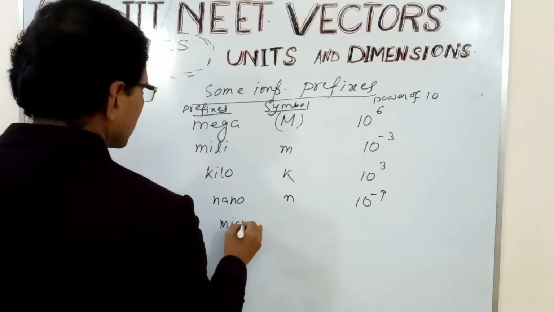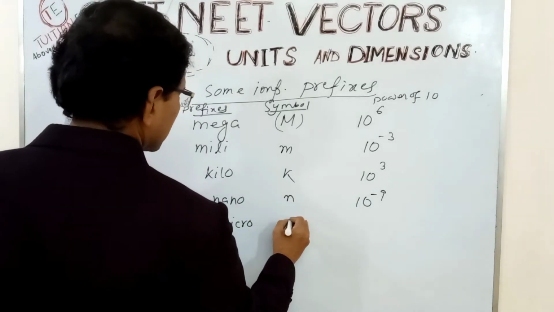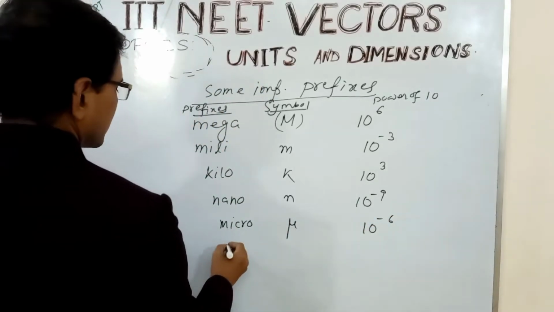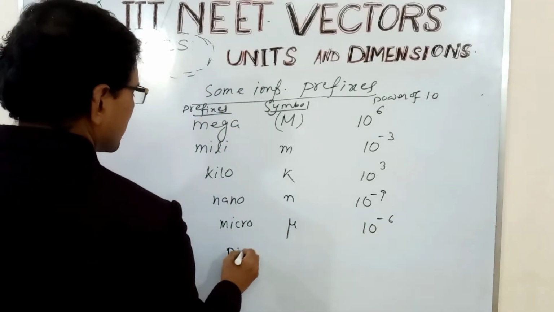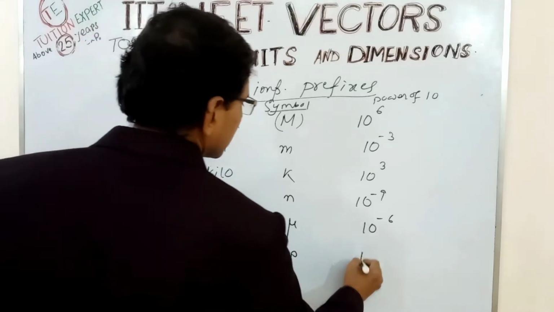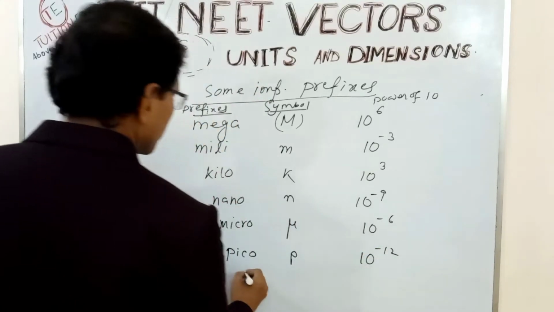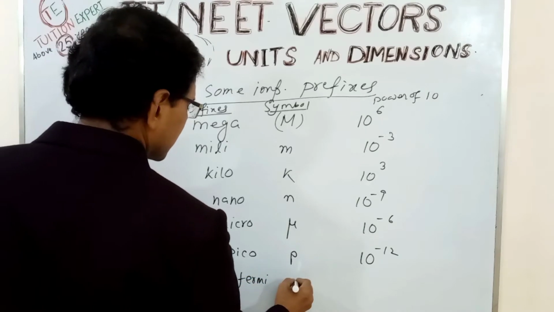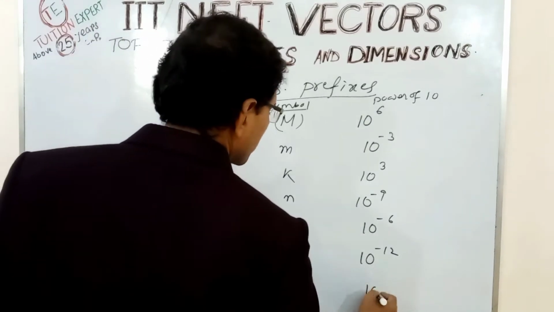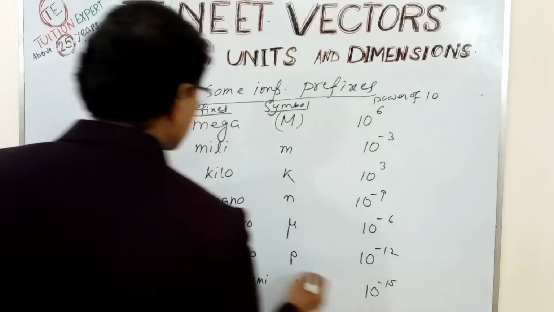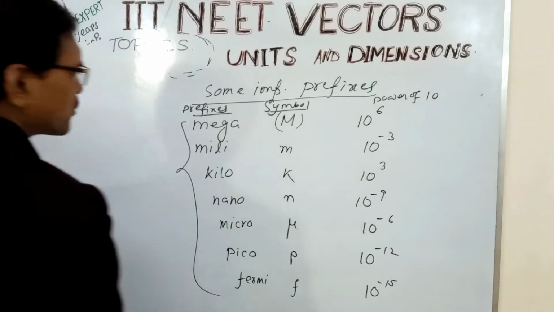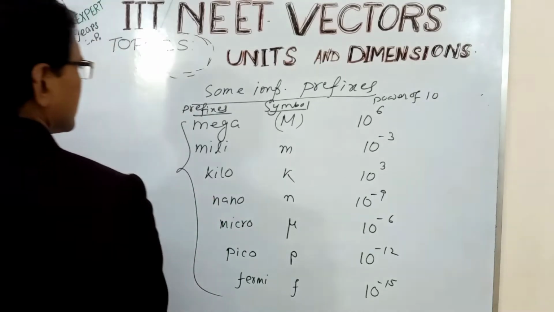Micro, mu, 10 to the power minus 6. Pico, p, 10 to the power minus 12. Fermi, f, 10 to the power minus 15. So these are the standard prefixes we generally use in problems of physics.